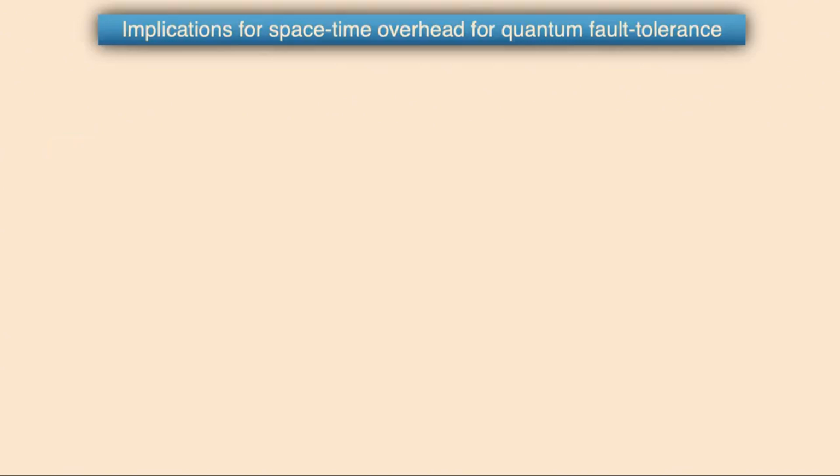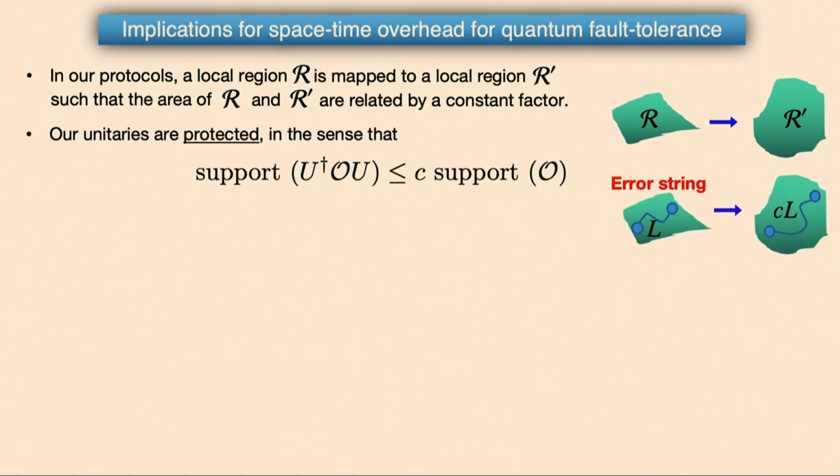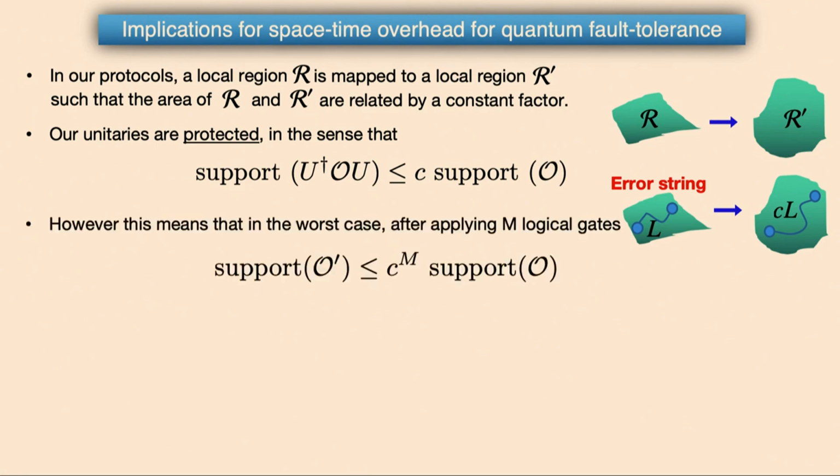Finally, let's talk about the fault tolerance property. Our map only maps a local region R to another local region R prime, where the area is changed by a constant factor independent of the code distance D. Which means any operator is changed to a new operator where the support is only changed by a constant factor. This is the same for the error string. The error string is stretched or squeezed by a constant factor such that it remains correctable. So these logical gates are protected.